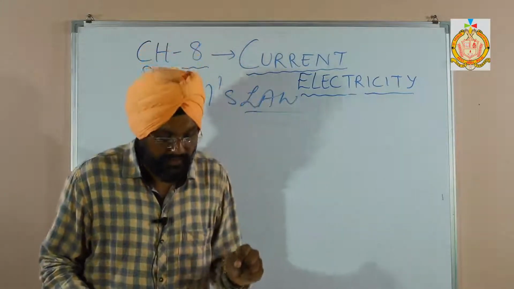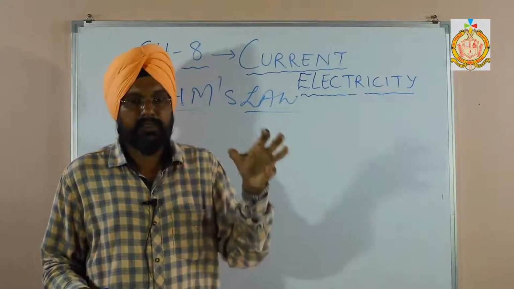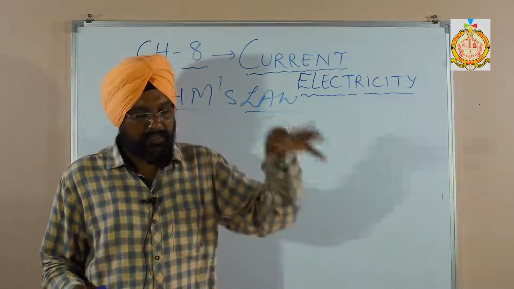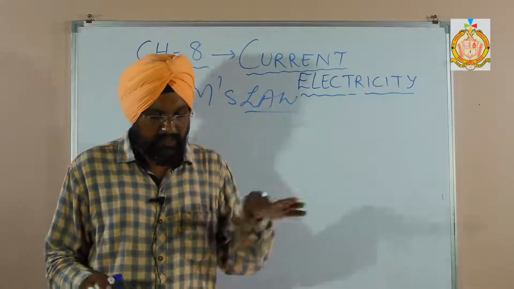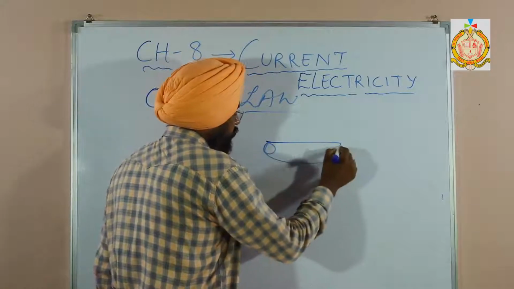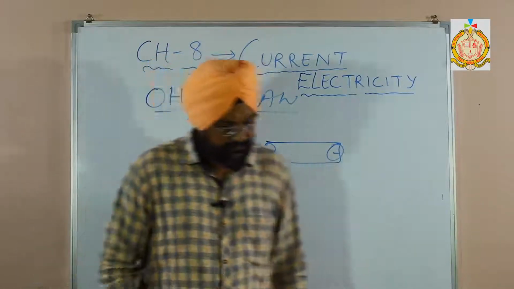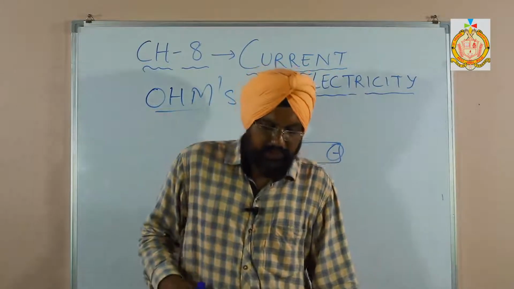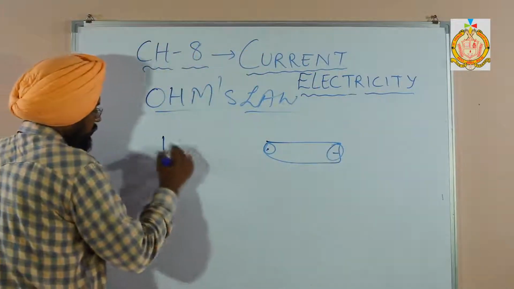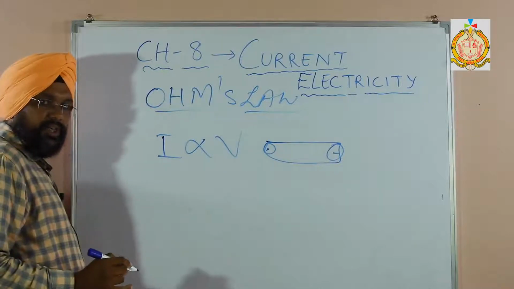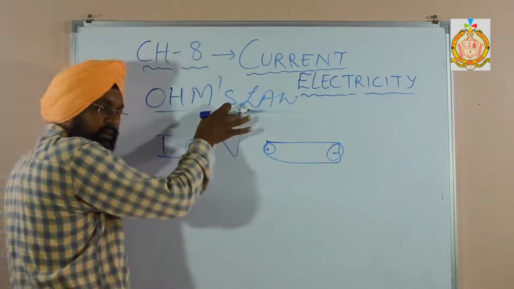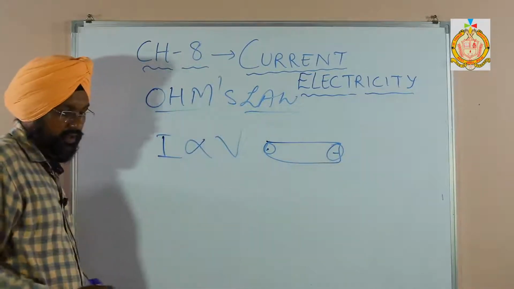So Ohm's law states that the current flowing in a conductor is directly proportional to the potential difference applied across the ends, provided the physical condition and the temperature of the conductor remain constant. So I, current, is directly proportional to the potential difference. If the current is directly proportional to the potential difference, then only Ohm's law is obeyed. Otherwise Ohm's law is not obeyed.